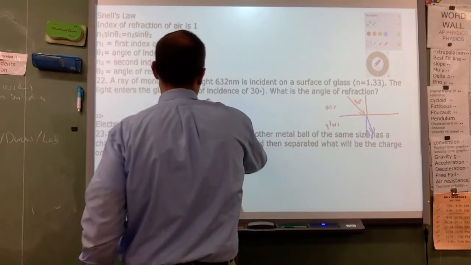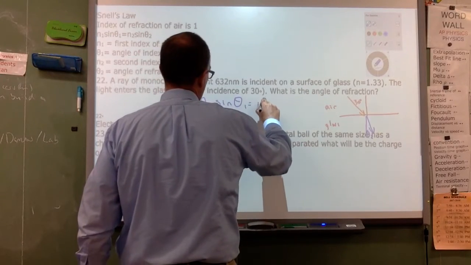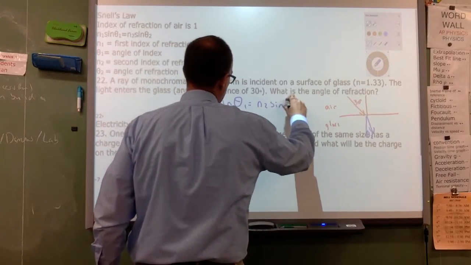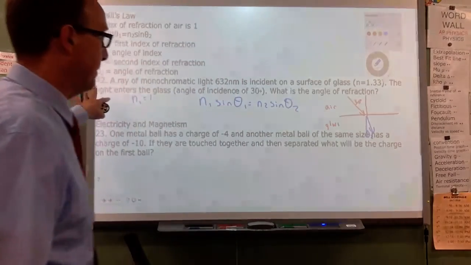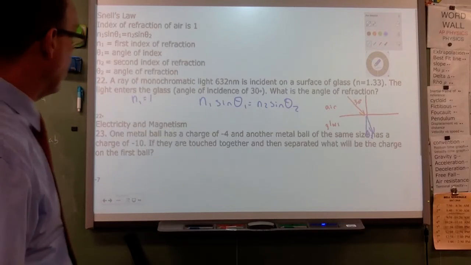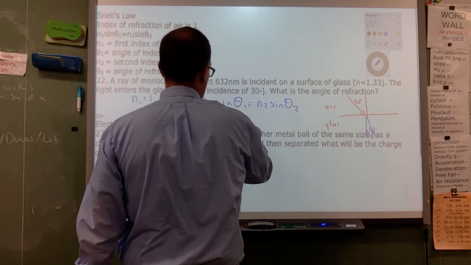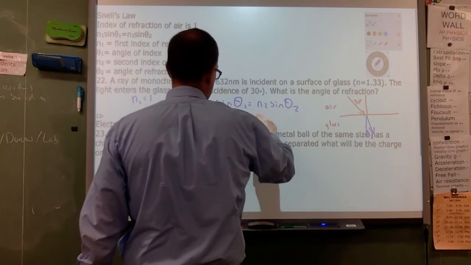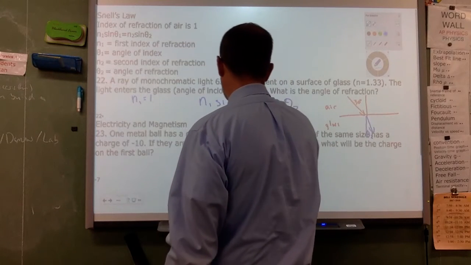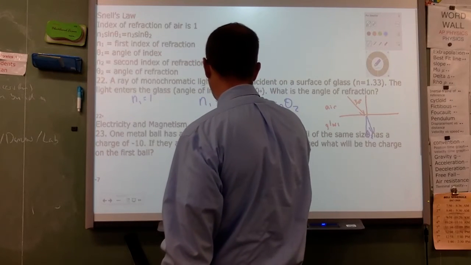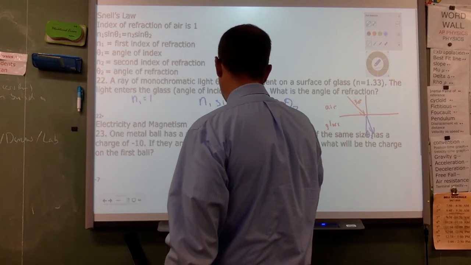So I'm going to say that N1, which is going to be 1 because it's air, sine of theta 1 is going to be equal to N2 sine of theta 2. So if N1 is 1, we can just not worry about it. Now I want to know what sine of theta 2 is. So that's going to be sine of theta 1 over N2 is sine of theta 2. So theta 2 is going to be equal to the sine inverse of sine of theta 1 over N2.